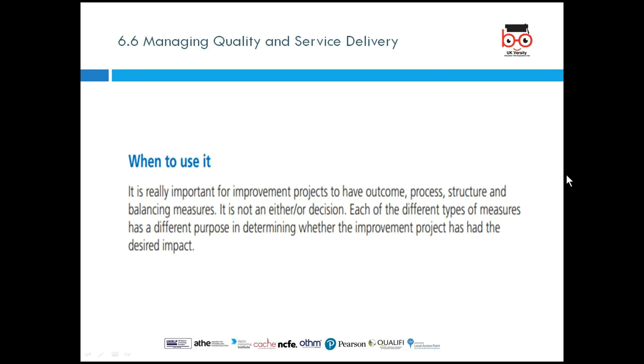When to use it? Now, it's really important for an improvement project to have an outcome, a process, a structure, and a balancing measure. It is not an either-or decision. Each of the different types of measures has a different purpose in determining whether the improvement project has had any desired impact at all. If we want to make any impact, we should be able to determine whether the improvement that we're trying to put in the system had any impact at all. Let's look at the next structure.